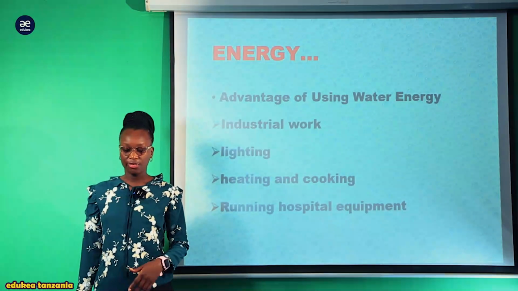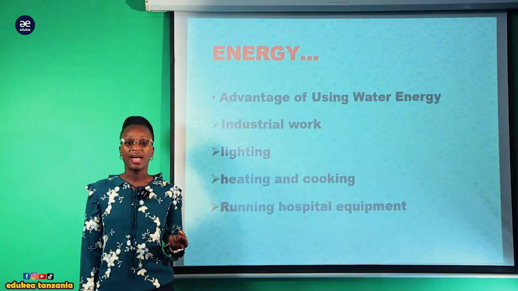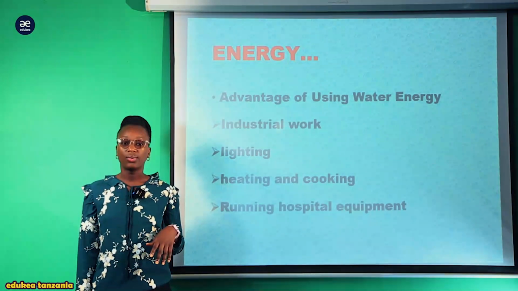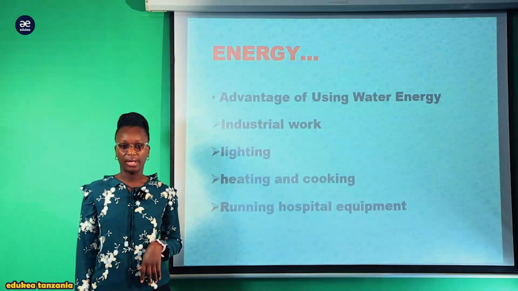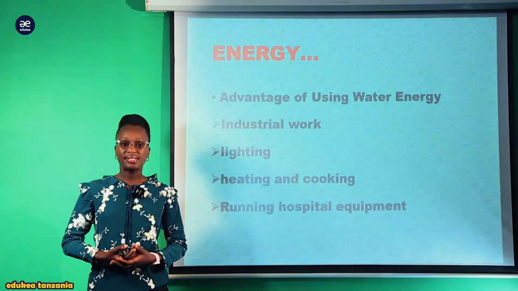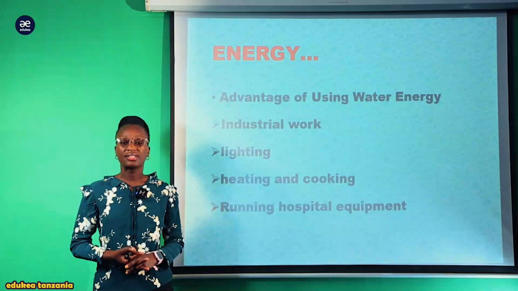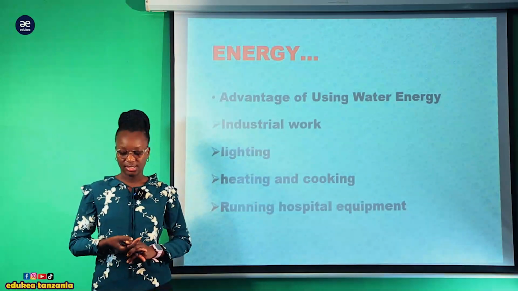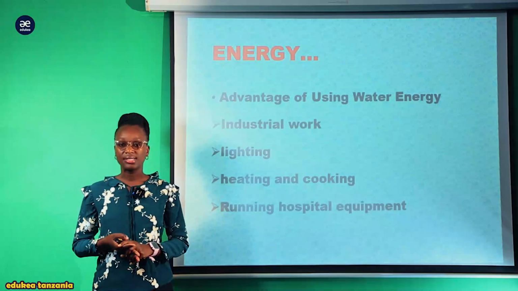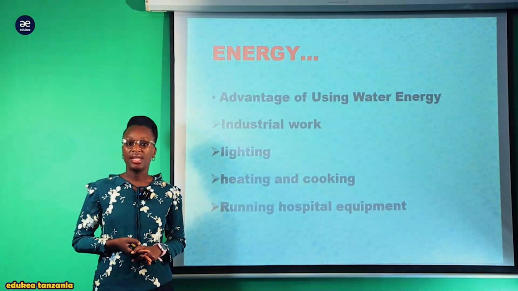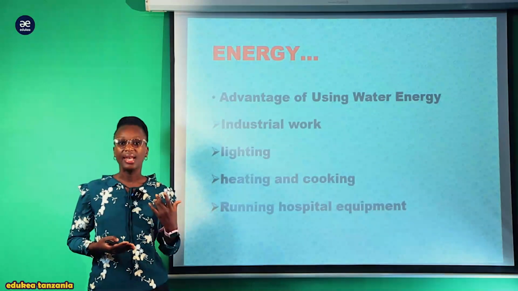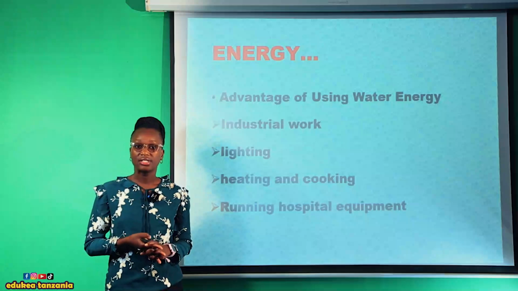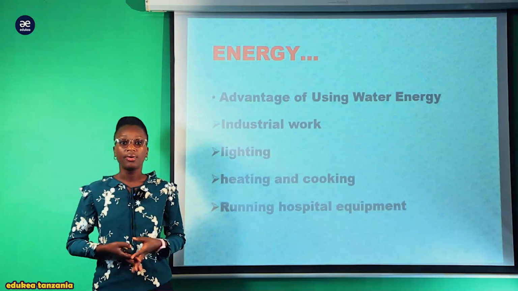Now let us see the advantages of using water energy. First, we can see the advantages in industrial work. In industry, most of the work or activities depend on this water energy so they can run their different activities. Also for lighting purposes, through water energy people have electricity. For example, hydroelectric power, electricity from water, is used as the source of lighting.